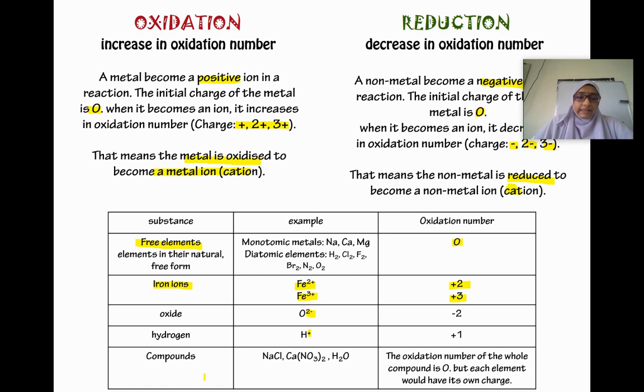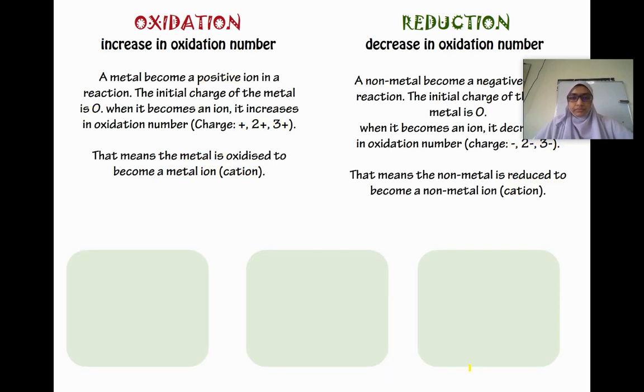Finally, compounds. When you see compounds like this, their overall charge is 0. So the oxidation number of the whole compound is 0. But each of these elements will have their own individual charges, which will add up to become 0. In the next slide, I'm going to show you how the oxidation number of the whole compound is 0, but each element has its own charge.